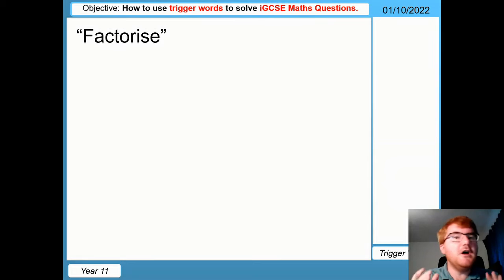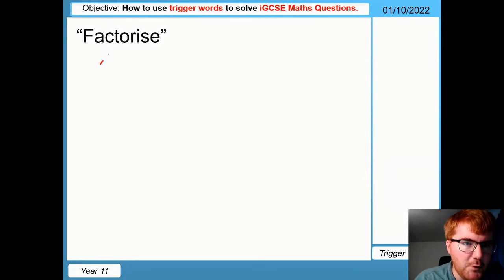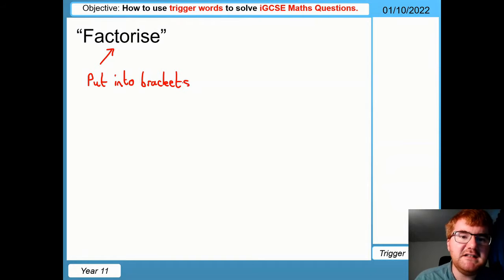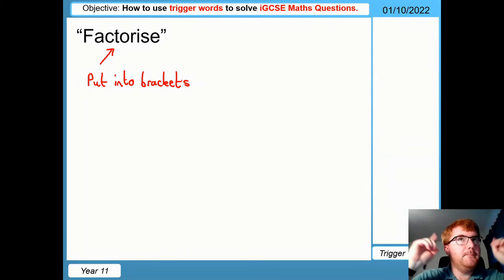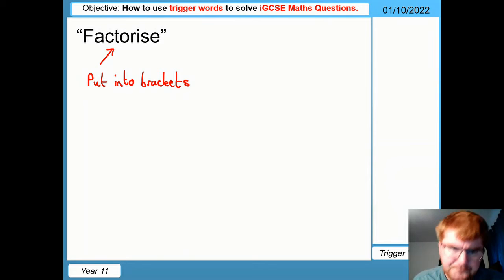My next term I want to talk about here is factorize, because this comes up a lot on iGCSE exams. And all this word means is put into brackets. So whenever you see this word factorize, you need to be thinking to yourself, right, put into brackets. Now, let's look at a couple of questions here where this factorizing comes up. I've got a few more handy hints to help you with what kind of factorizing you need to do.